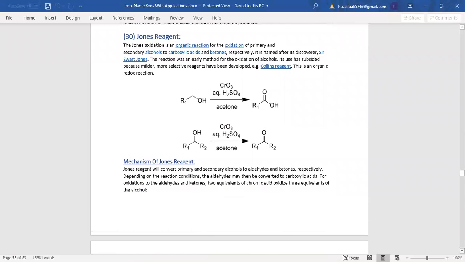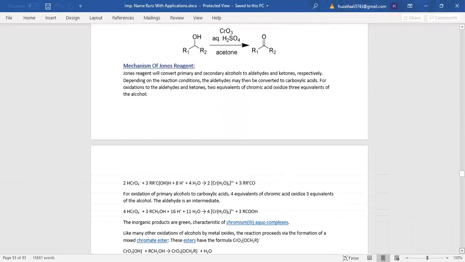Jones reagent. The Jones oxidation is an organic reaction for the oxidation of primary and secondary alcohols to carboxylic acids and ketones respectively. It is named after its discoverer, Sir Edward Jones. The reaction was an early method for the oxidation of alcohols. Its use has subsided because milder, more selective reagents have been developed, for example, Collins reagent. This is an organic redox reaction.